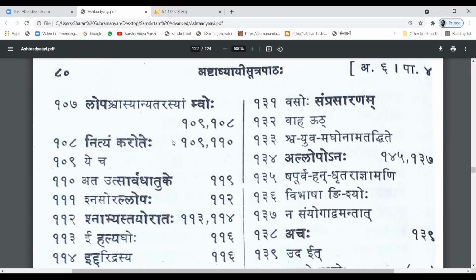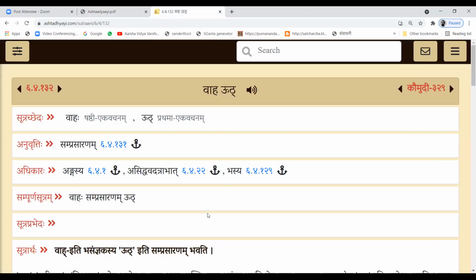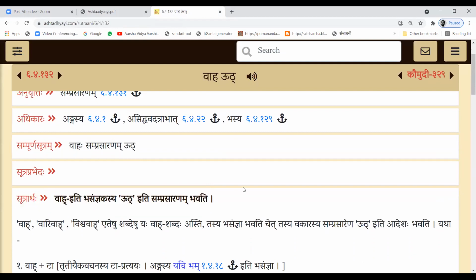Sandhi Vichedanam. If you do, Vagaha Ut. So Vagaha sthane Ut Adesha Bhavati. And Ut has the sanya Samprasaranam. That comes as Anuvritti from the previous sutra. Therefore, Ut Samprasaranam Adeshaha. Ut iti Samprasaranam Bhavati. So Vag iti Vasanyakasya. Ut iti Samprasaranam Bhavati. What is Samprasaranam? That we don't know. Therefore, we have to see first what Samprasaranam is, and then only we will see this Vagahut. If you don't know Samprasaranam, then how do you know this sutra? So what is Samprasaranam? That we will see first.